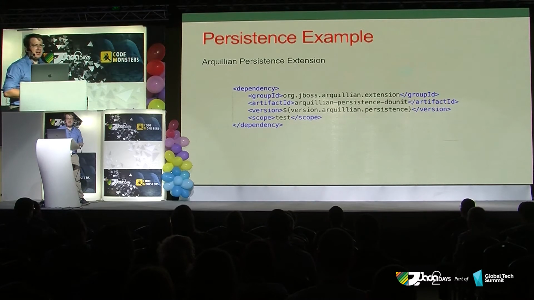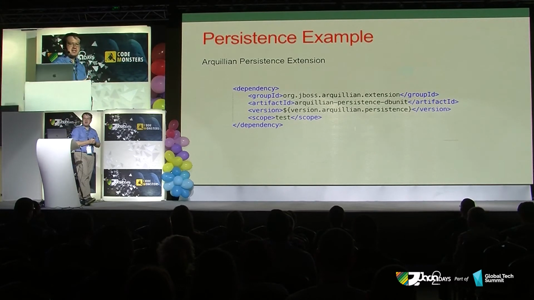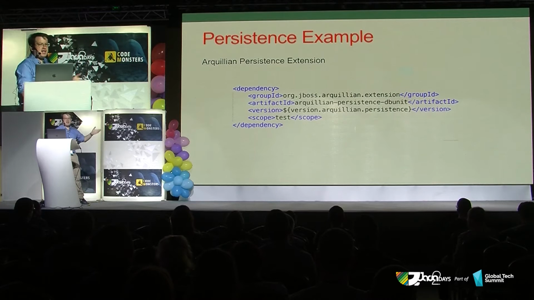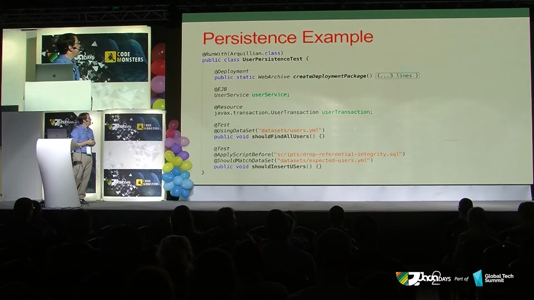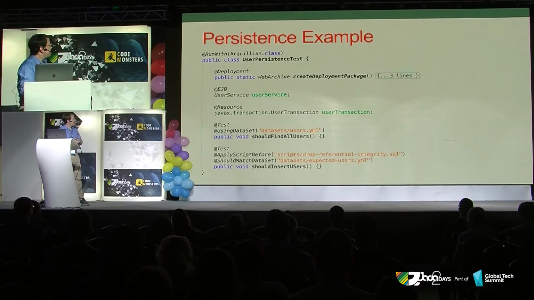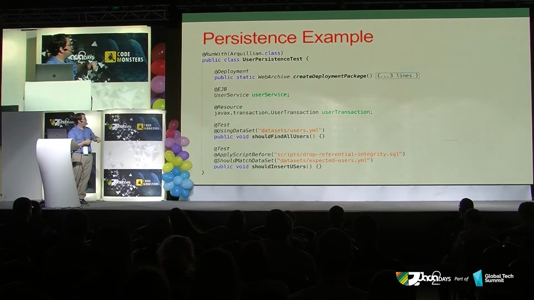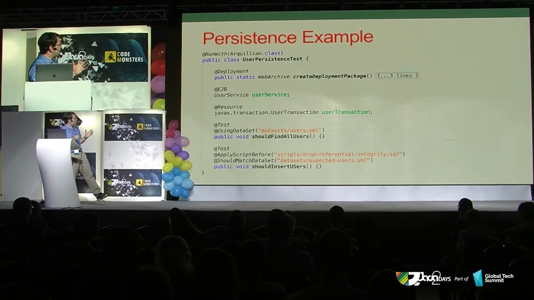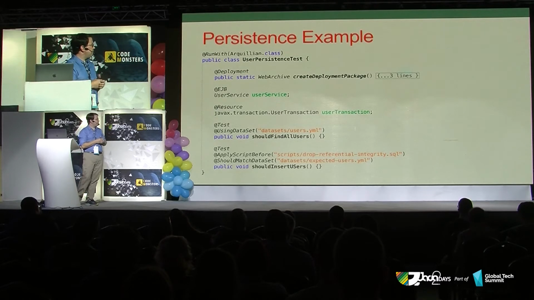Okay. Now, moving on, I'm going to show a little example with persistence. So I have the Arquillian extension for database testing, and I have a test case right here. Once again, we have the RunWith Arquillian up at the top. I have my deployment, which builds up the WAR file, injects my EJB user service that I want to test, and has the user transaction injected because I'm using user transactions.